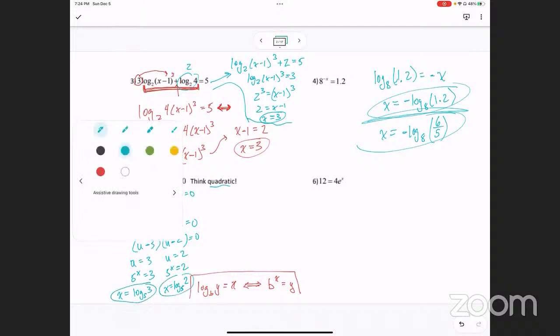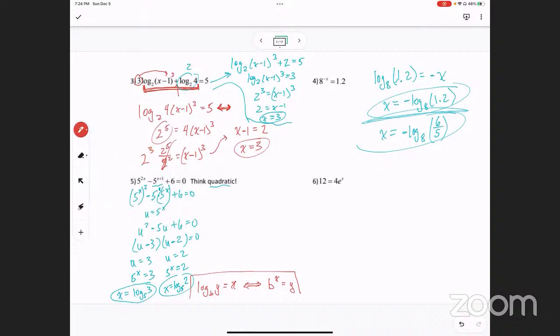Because I just took the log of both sides. I took the log base 5 of both sides. Got it? Makes sense how I did that?